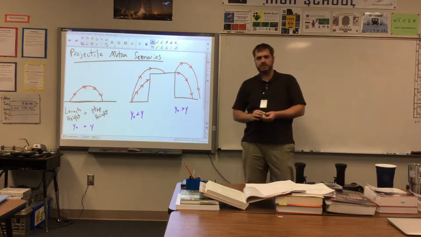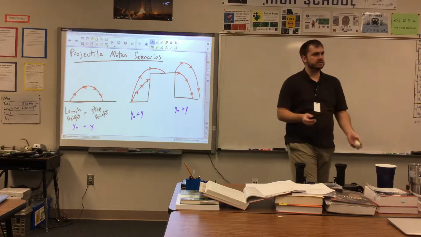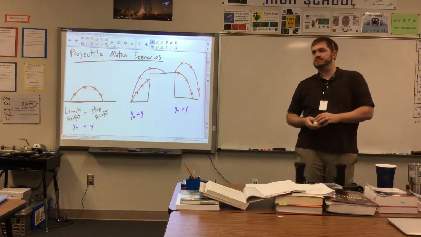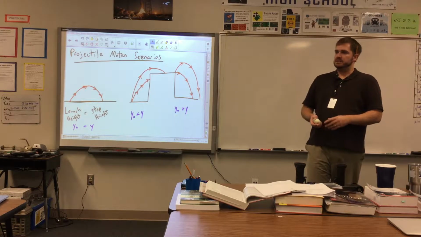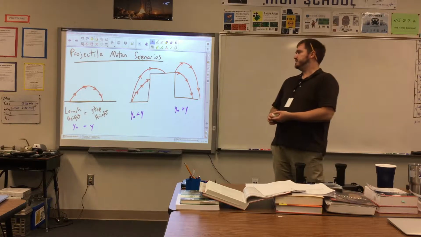What are some things that y'all notice about the path that an object travels when it's in projectile motion? It's always a parabola. It's always an arc. Yes.